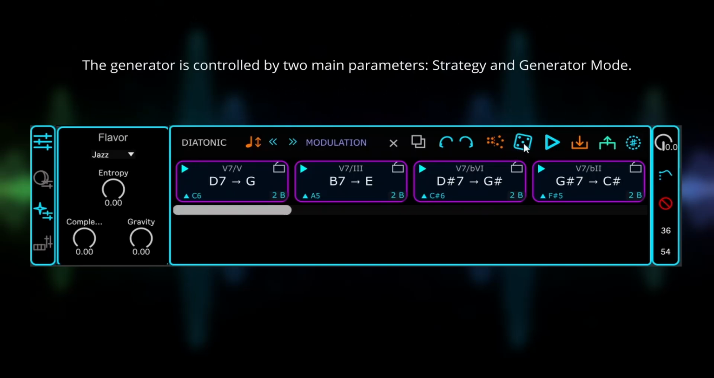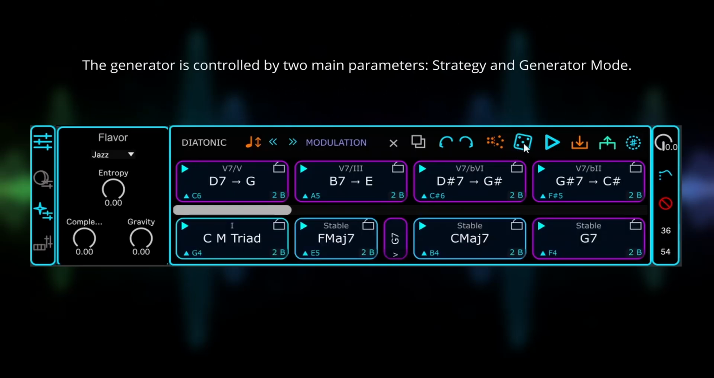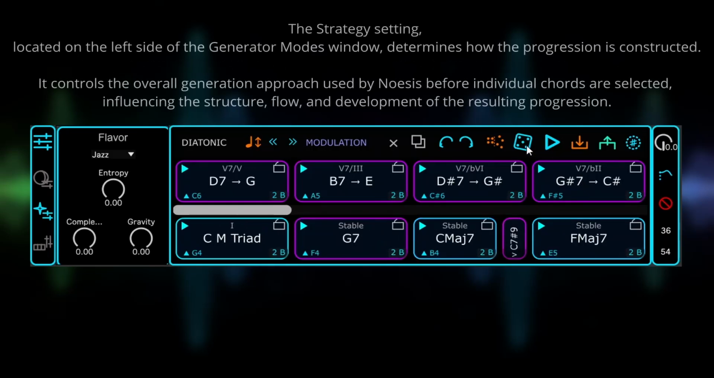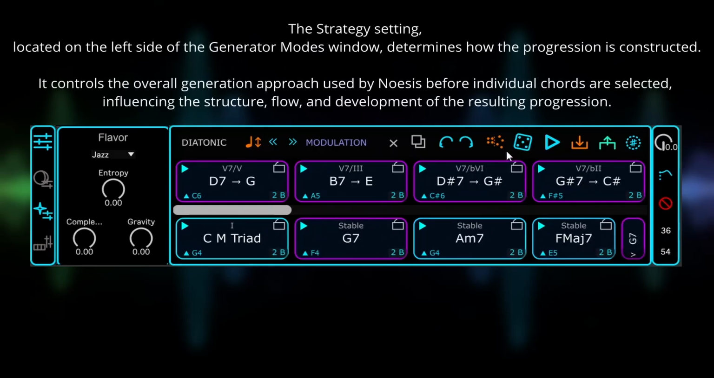The generator is controlled by two main parameters: strategy and generator mode. The strategy setting, located on the left side of the generator modes window, determines how the progression is constructed. It controls the overall generation approach used by Noesis before individual chords are selected, influencing the structure, flow, and development of the resulting progression.